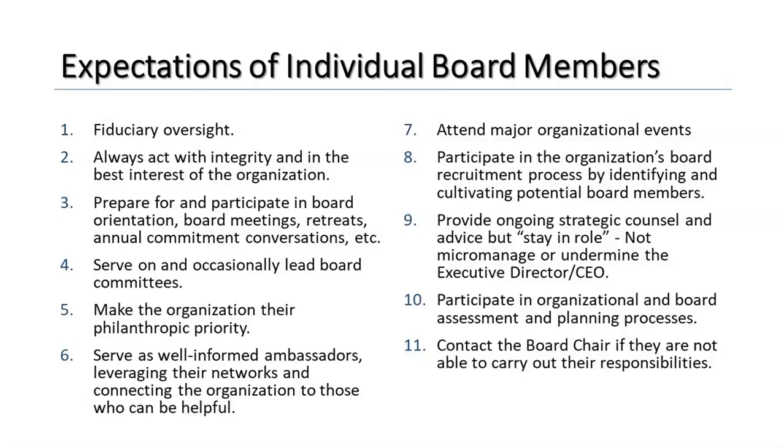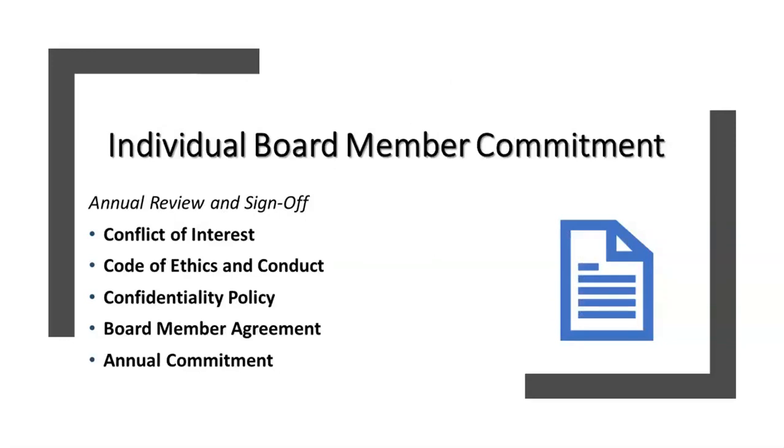So every year we need to take a look at certain things. Of course, the conflict of interest policy needs to be reviewed and the disclosure form needs to be completed every year. But things like code of ethics and conduct, confidentiality, the board member description and agreement, and an annual commitment form, where we look at and have a discussion about what I did last year, where I'm headed this year, what my goals are, how the organization can help support me in reaching those goals.